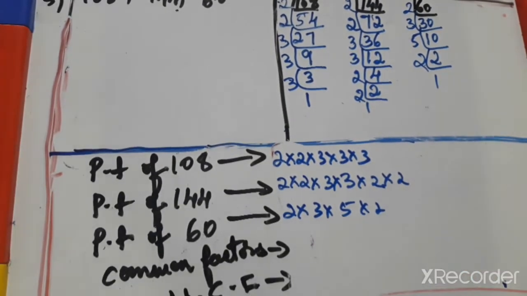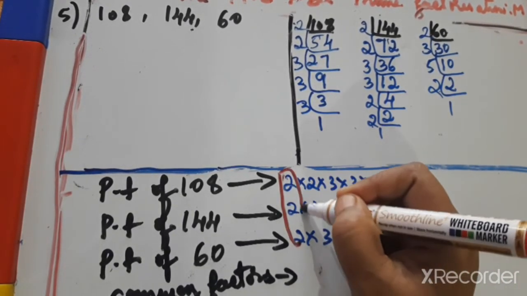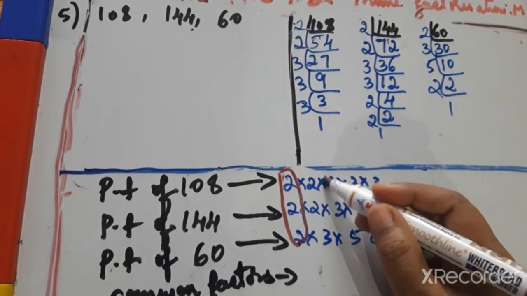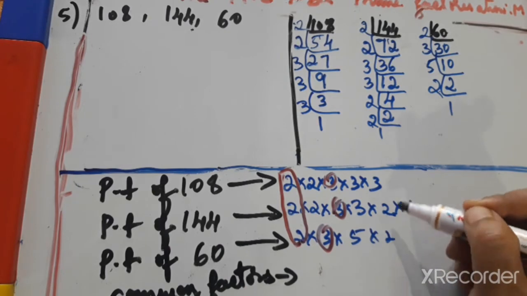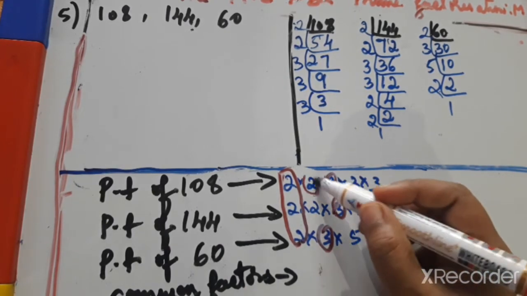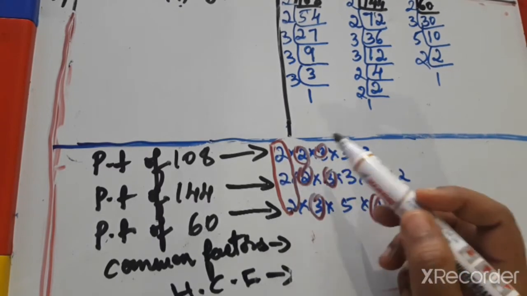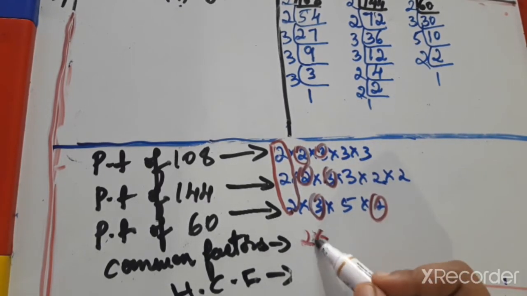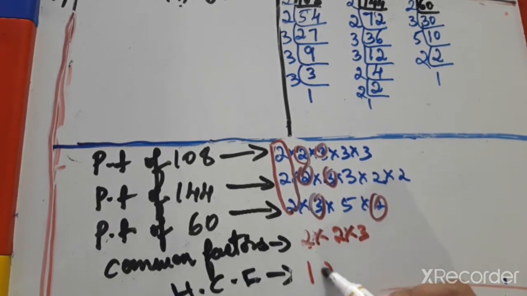Now we have to check the common factors. Any common factor? 2 is a common factor. Then 3 is a common factor. Again 3? No. Again 2, yes, 2 is a common factor. So the common factors are 2, 2, 3. 2 into 2 into 3: 2 twos are 4, 4 threes are 12. So the HCF is 12.